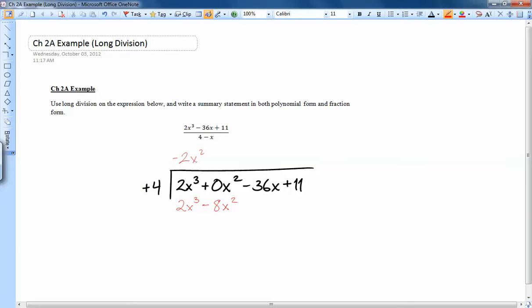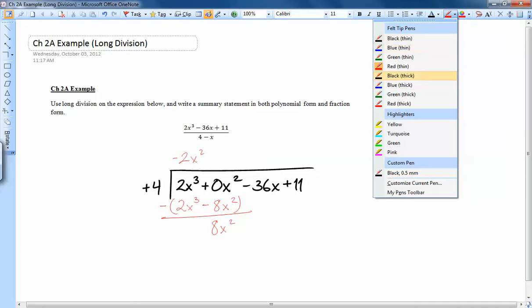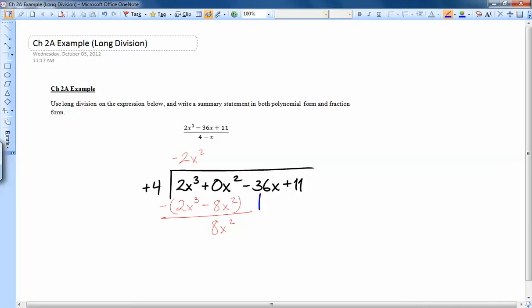And then just like we did with regular numbers in long division, I'm going to subtract these out. So 2x cubed minus 2x cubed is 0. And then 0 minus negative 8 is going to be positive 8, and there's an x squared there. So I'm going to get rid of the first part, just leave it as 8x squared. And just like we used to do in long division, I'm going to bring down the next term, minus 36x.